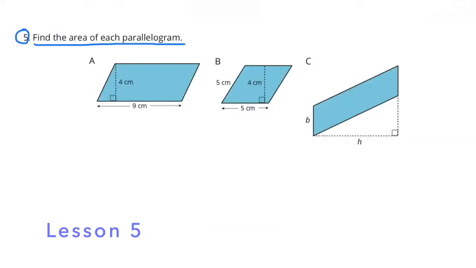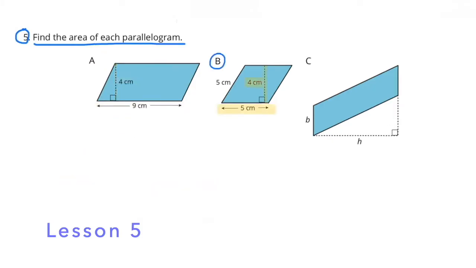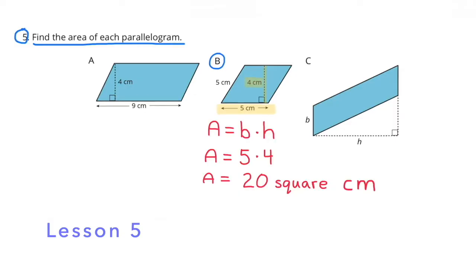Number 5. Find the area of each parallelogram. A. The base is 9 centimeters and the height is 4 centimeters. So 9 times 4 is 36. The area would be 36 square centimeters. B. The base is 5 centimeters, and if you notice, the 4 centimeter measurement creates a 90-degree angle with the base. So the height is 4 centimeters. And the base times the height, or 5 times 4, equals 20 square centimeters.